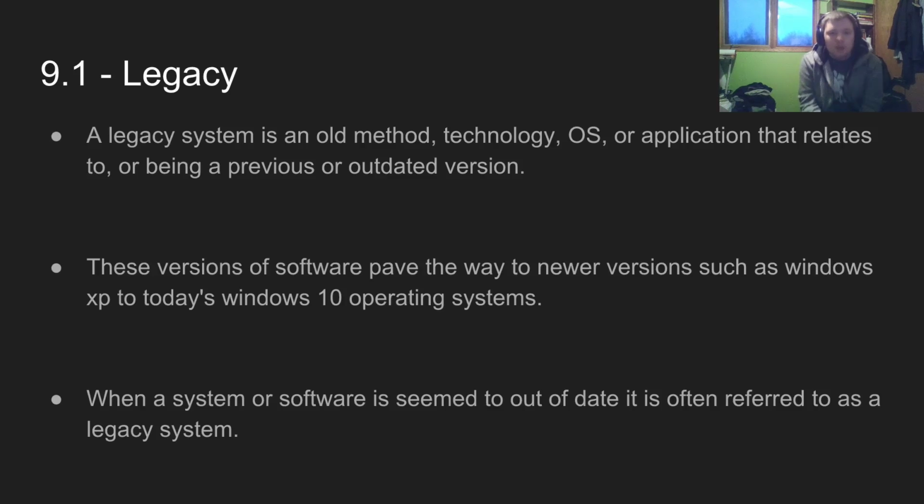9.1 Legacy. A legacy system is an old method, technology, OS, or application that relates to or is a previous or outdated version. These versions of software pave the way to newer versions, such as Windows XP to today's Windows 10 operating systems. When a system or software is seen to be out of date, it is often referred to as a legacy system.